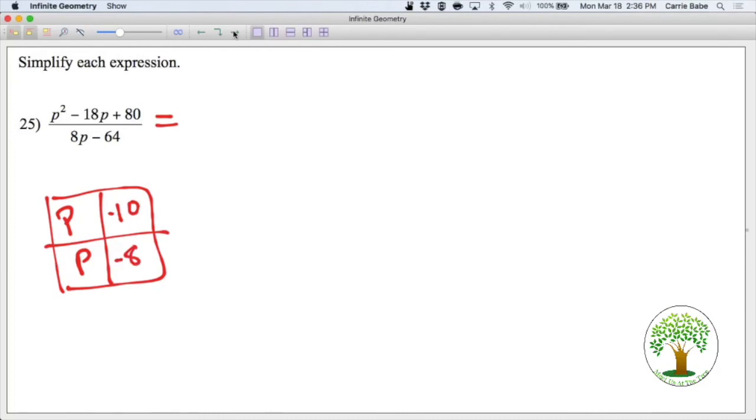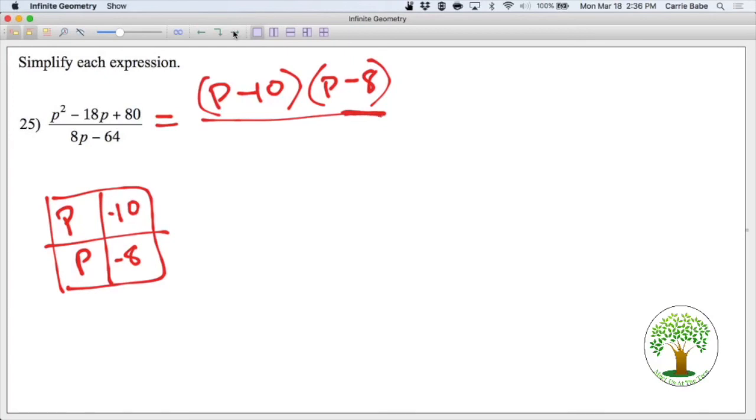All right, so what will that become for my numerator here? P minus 10, P minus 8, but both of those are in separate parentheses. Yes. Now, am I going to just write 8p minus 64 over here? Factor that. We did that on the very first problem when we were doing our factors. What can I take out of an 8 and a 64? Oh, I can take out an 8. Yeah. What will be left? Squares. 8 times 8 is 64.